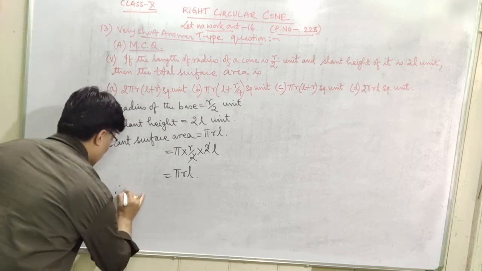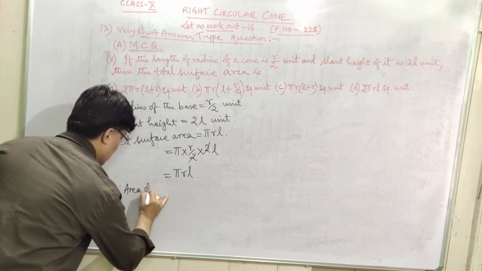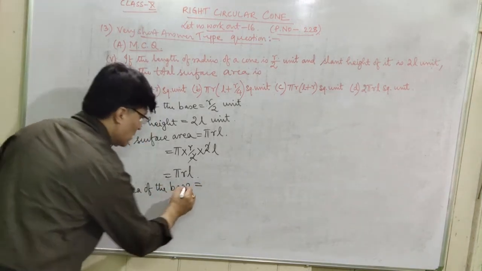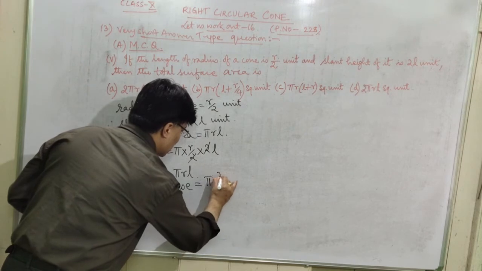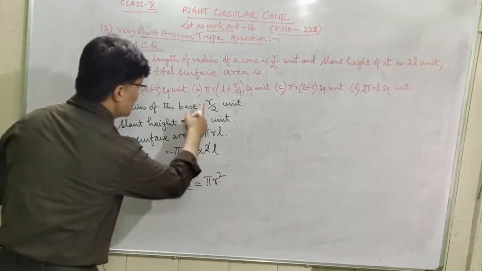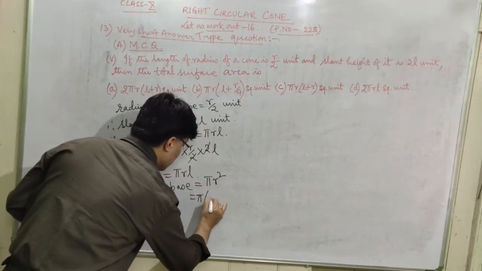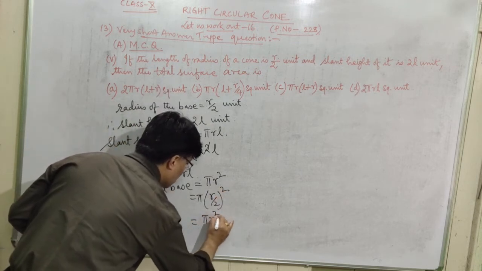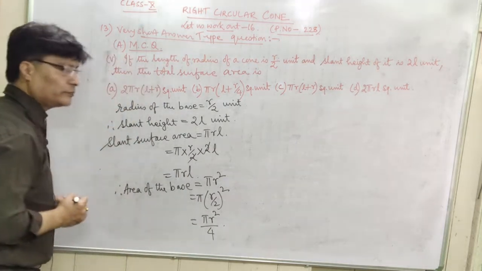Next, what is the area of the base? Here the base is a circle. What is the formula for the area of the circle? It is pi r square. But here what is r? R by 2. So it is pi into r by 2 whole square, which is equal to pi r square upon 4.